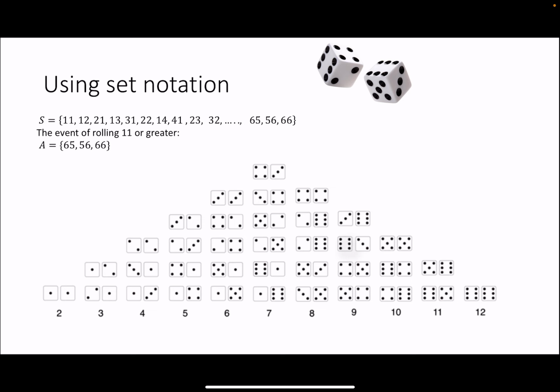Okay? Now, there's something called set notation. S is essentially, we're just defining it as (1,1), (1,2), (2,1), (1,3), basically all our different combinations, okay? And if A is the event of rolling 11 or greater, how do we mark that in set notation? Well, 11 is represented by (6,5), (5,6), and 6 is (6,6). So how we choose to represent the event should make some kind of intuitive sense.